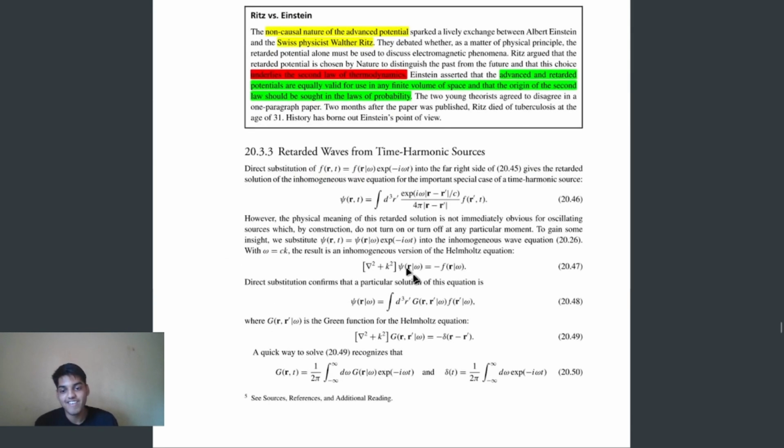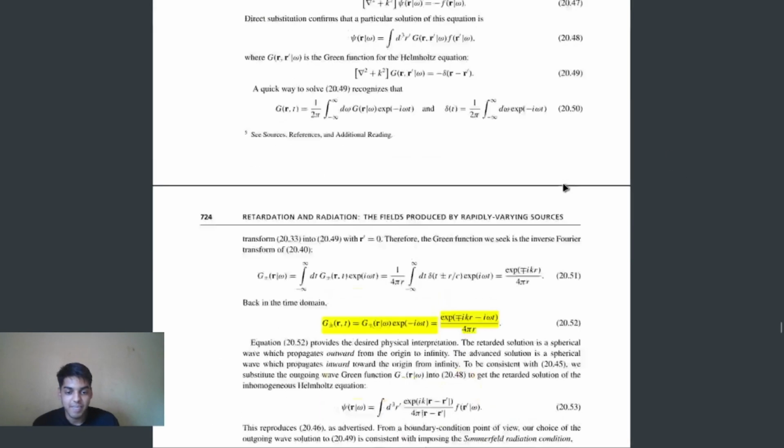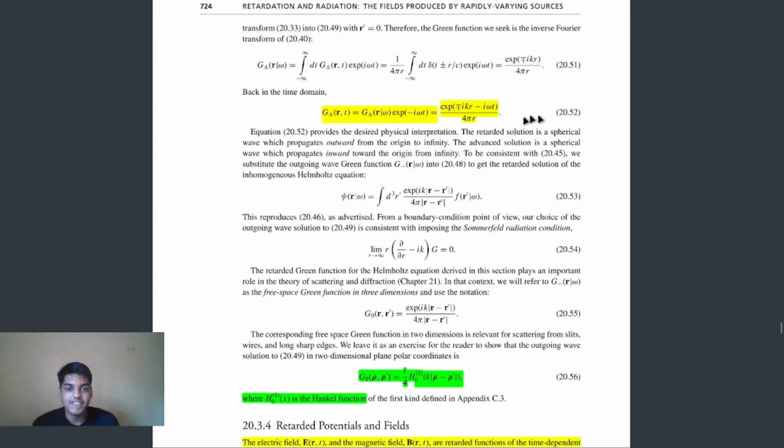Typical Einstein's fellows. Retarded waves for time harmonic sources. Here we take into account some imaginary attributes.